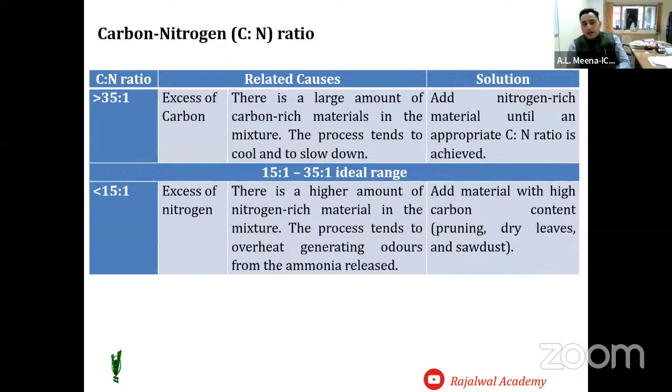Now the carbon-nitrogen ratio, it is very important to maintain the carbon-nitrogen ratio of the composting material. If the carbon-nitrogen ratio is very high, then it is very difficult for the microorganisms to digest such organic material. And that's why the ideal carbon-nitrogen ratio of a composting material should be between 15:1 to 35:1.